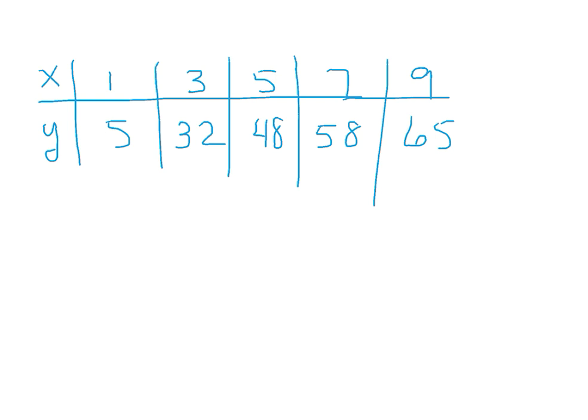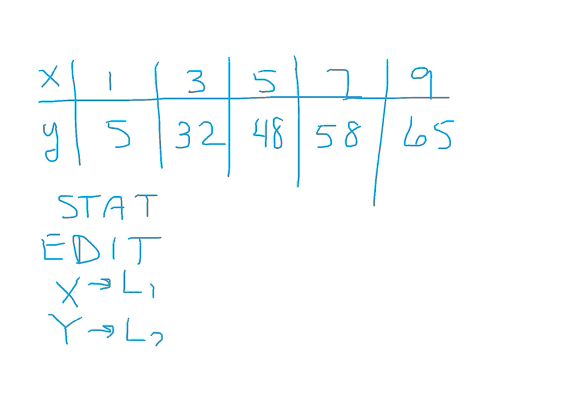How do you write the exponential model for a table of data? How do I put it in my graphing calculator? What are the buttons I need to push? Stat is the first one. Then you go into edit. And then what? You put all the X's into list 1, and all the Y's into list 2.